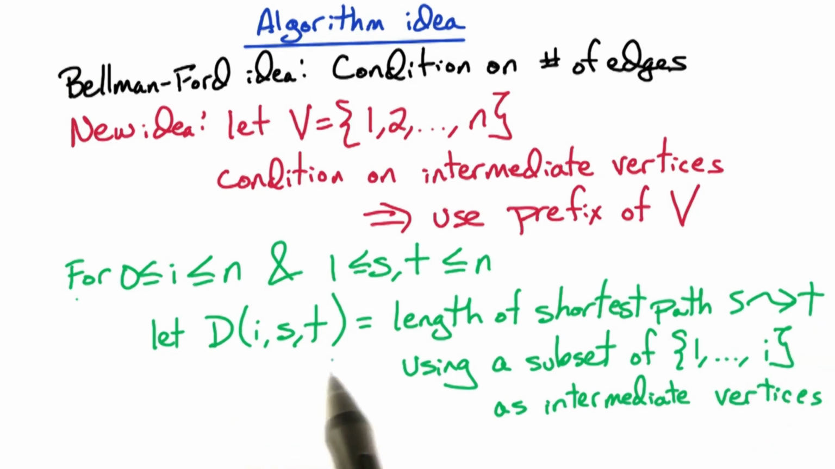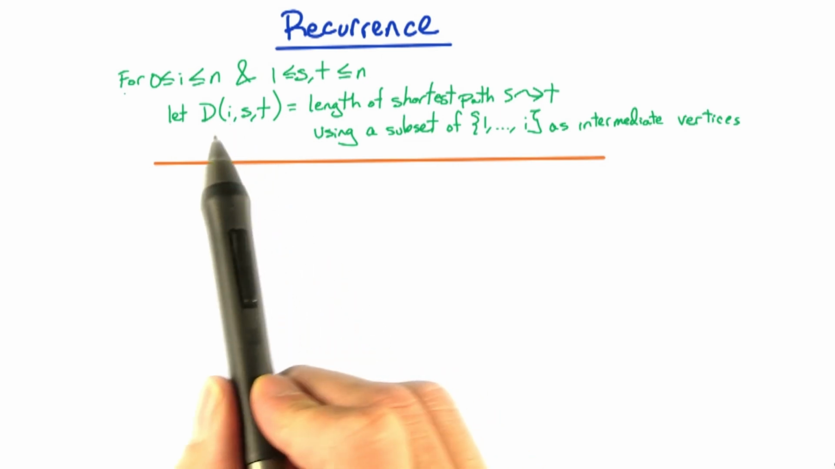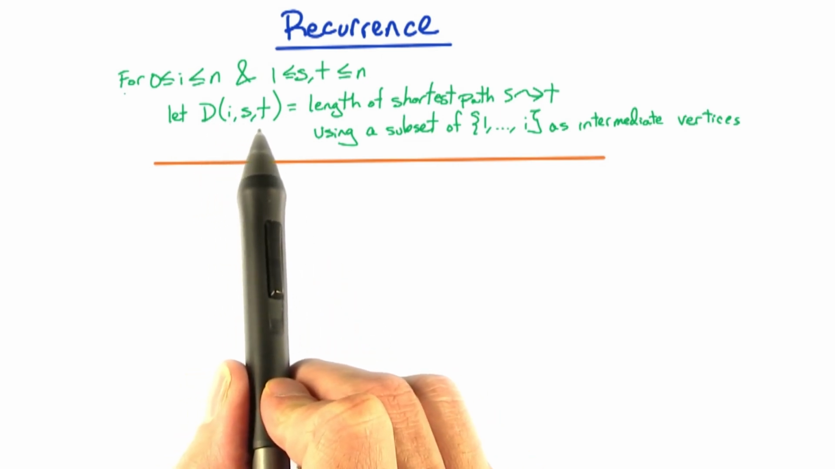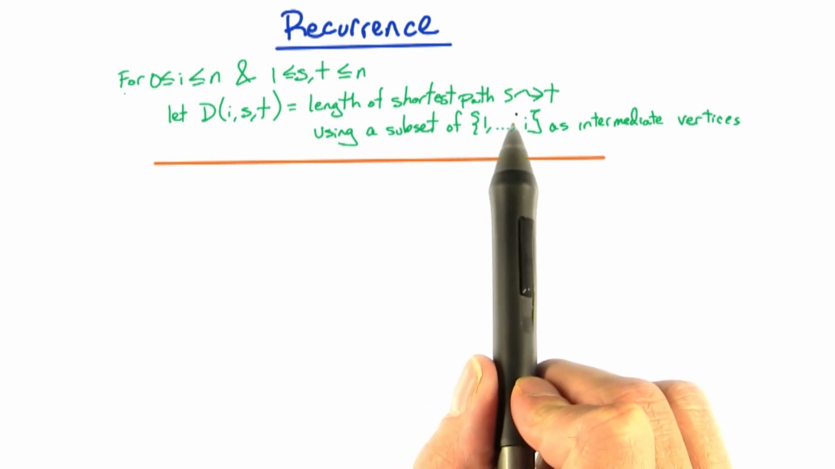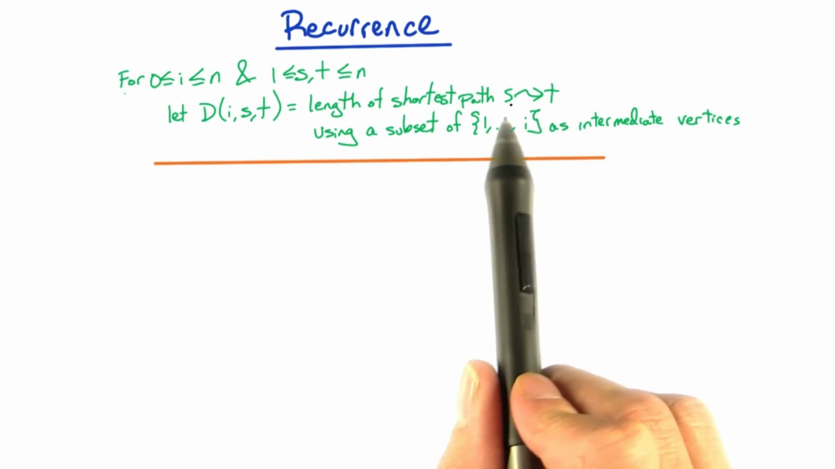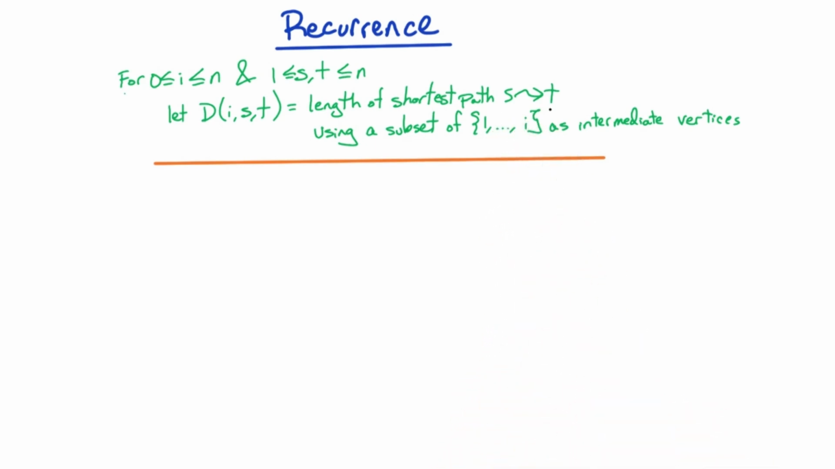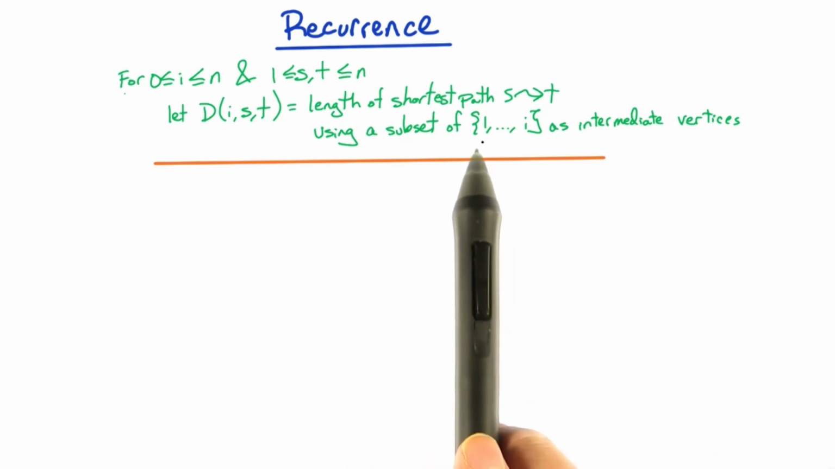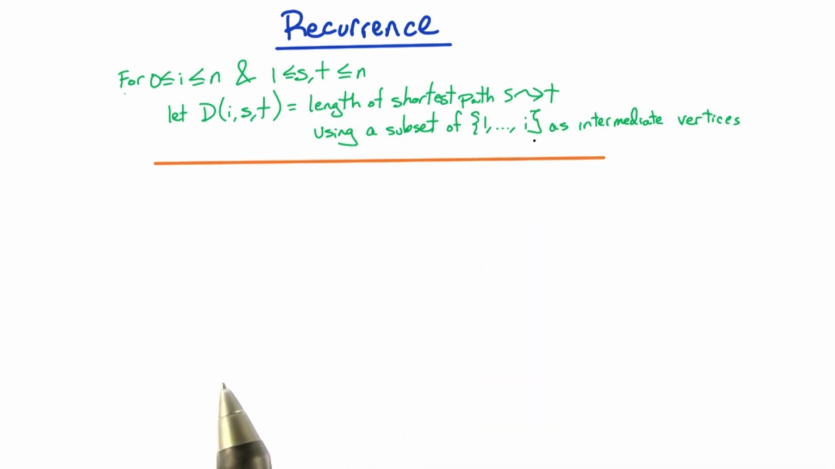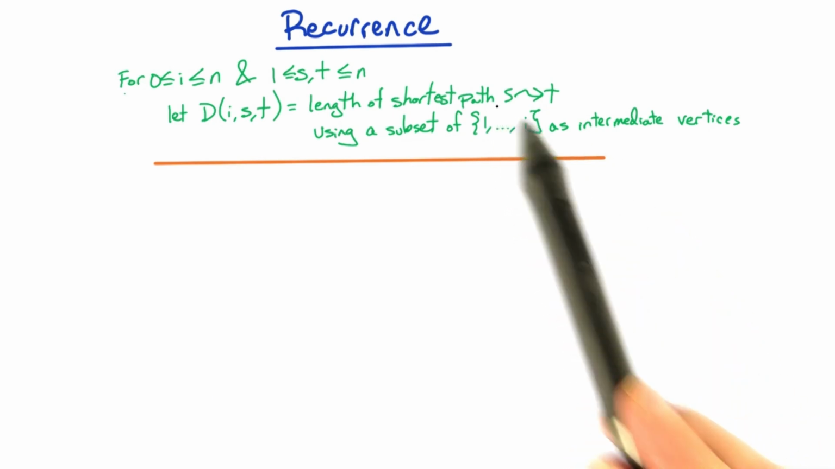So now let's go ahead and try to define the recurrence for the subproblem we just defined. The subproblem we just defined was D of I S T. This is the length of the shortest path from vertex S to vertex T, where the set of allowed vertices on the path from S to T are a prefix of the vertex set. These are the first I vertices, 1 through I. These are the vertices that are allowed to be intermediate vertices on the path from S to T.